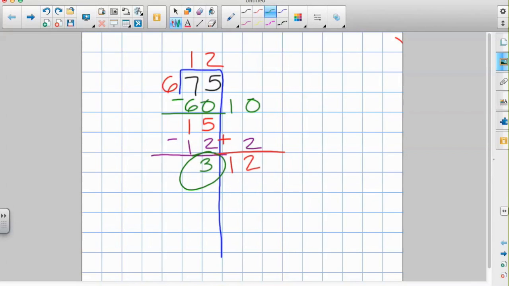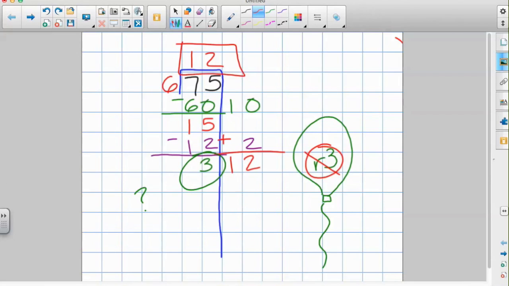Can we have remainder 3 bunches of balloons? Well, if I drew a picture of a balloon, could I really have a remainder 3? No, I couldn't really have a remainder 3 of bunches. So how many whole bunches can Eve purchase? Well, Eve can only purchase 12 whole bunches. We can't purchase a remainder of a bunch.